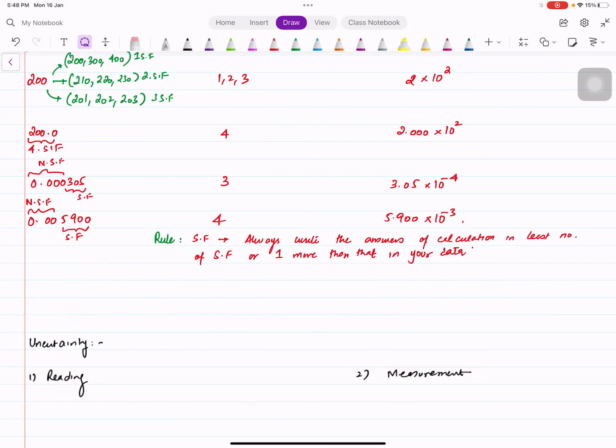Anyway, now the other rule is for the decimal place. For decimal place, just remember that it shows the precision of the instrument. So decimal places must be the same as precision. So I'm going to tell you how.